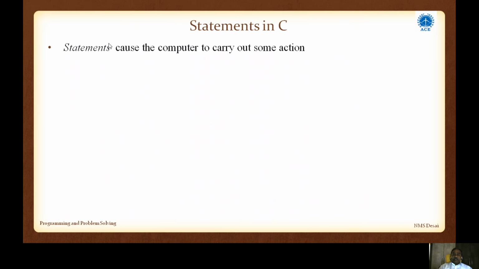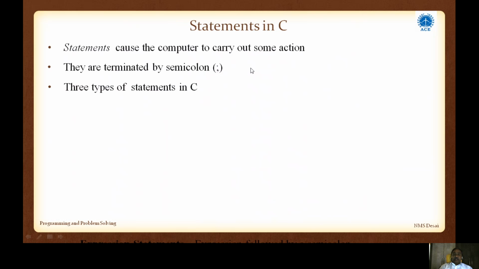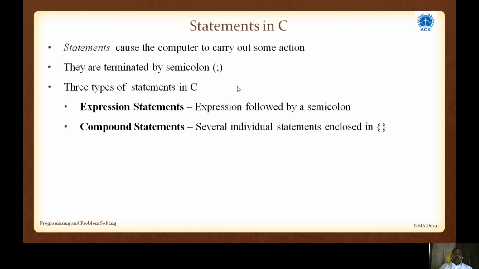We already discussed that statements cause the computer to carry out some action. For example, int x is a statement. Every statement is to be terminated by a semicolon. And three types of statements are there. Simple statements or expression statements: an expression followed by a semicolon. Compound statements: several individual statements. For example, main is a function which is a collection of compound statements. We have written several statements, open with a curly brace, close with a curly brace, right?